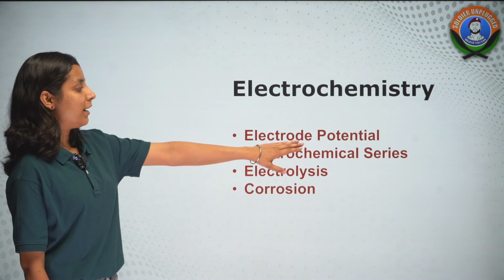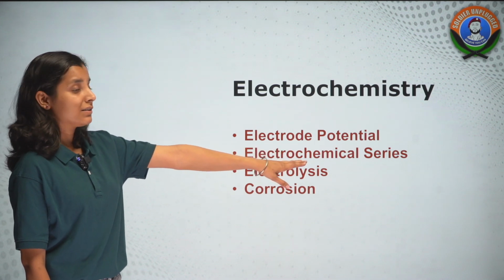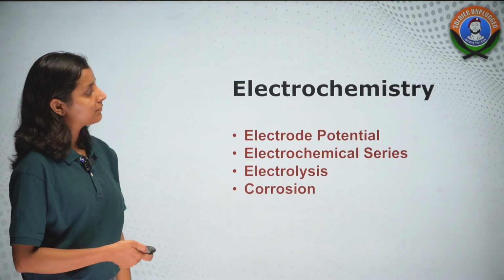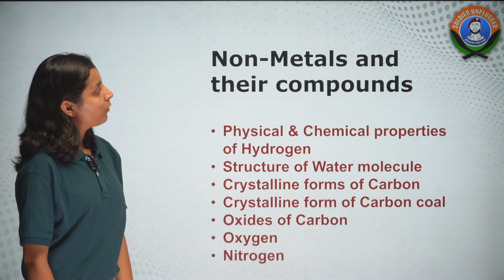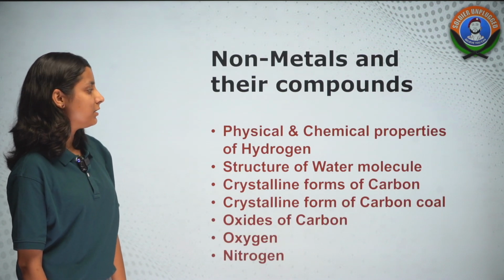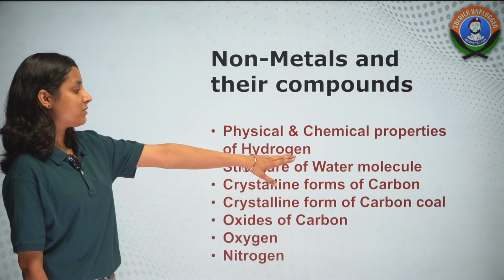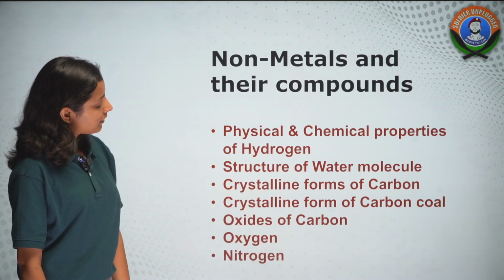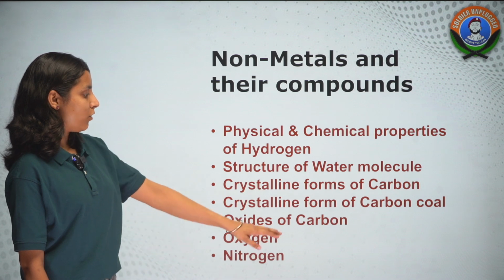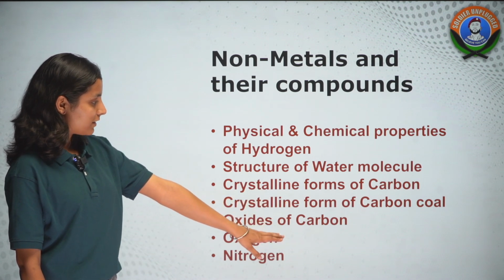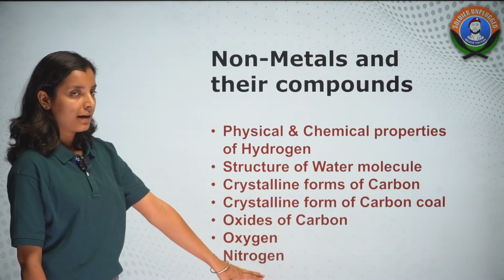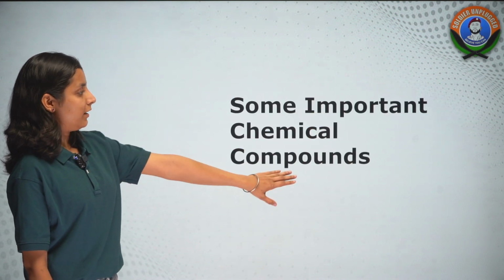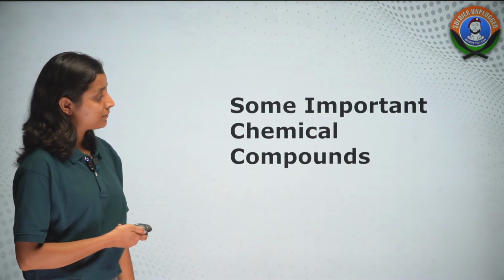Then we have electrochemistry. In this we'll talk about electrode potential, electrochemical series. It is very important. Then we have electrolysis and corrosion. Now we have non-metals and their compounds. In this we'll talk about physical and chemical properties of hydrogen, then structure of a water molecule, and then crystalline forms of carbon, coal, then oxides of carbon, oxygen and nitrogen. Now this is a very important topic: some important chemical compounds.